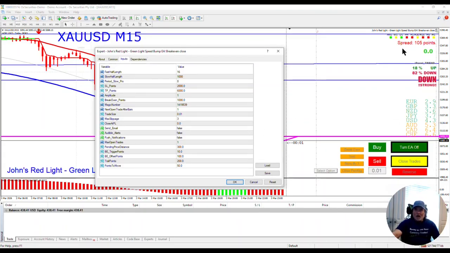Now the robot automatically has its own trail or break even, but sometimes you want something a little more advanced, and you can put that in. And then this one here is supposed to move it 50 points every time you hit that button. So you have to experiment with these to see how they're working. Some brokers, they don't work so good. Some brokers, they work great.